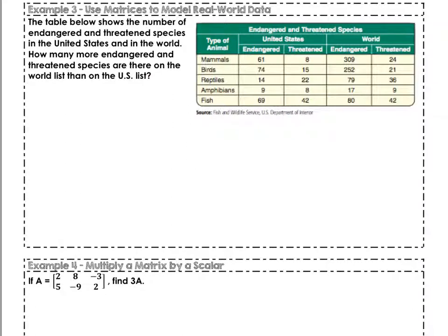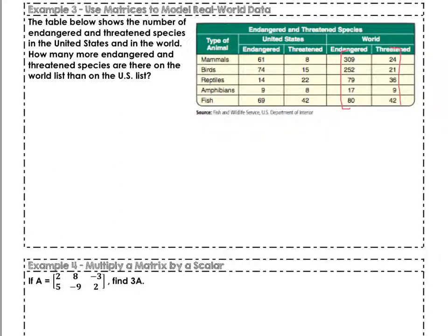All right, we're continuing still with 4.2, and now we're getting into some real-world problems here, where I've been presented with the number of endangered and threatened species in the United States as well as the world. It's also been organized based upon the type of animals. Well, like I said before, I actually just like to take the information and the data in the table and create a matrix with it.